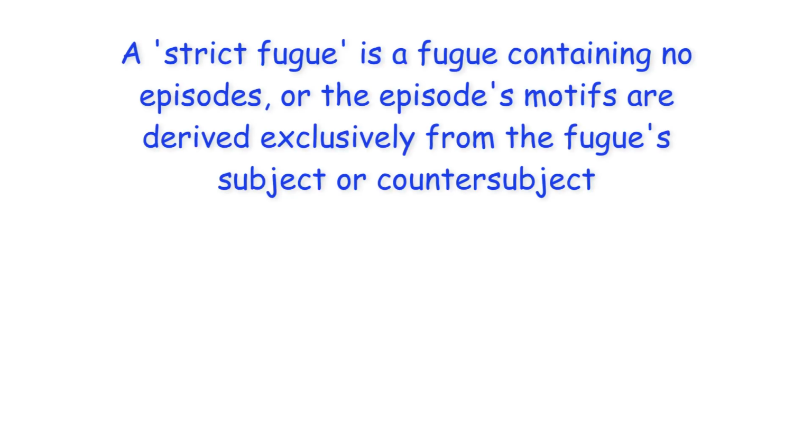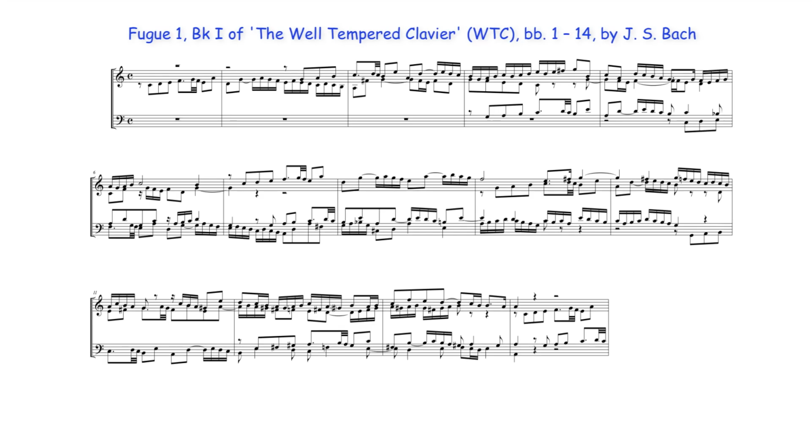A strict fugue is a fugue containing no episodes, or the episode's motifs are derived exclusively from the fugue's subject or counter-subject. The texture of Fugue 1 from Book 1 of J.S. Bach's Well-Tempered Clavier, for example, is essentially constructed using only full or partial subject entries, either in a single part or in several.